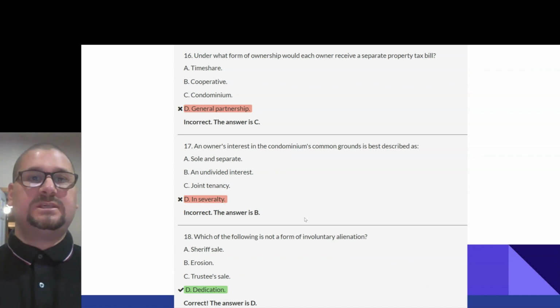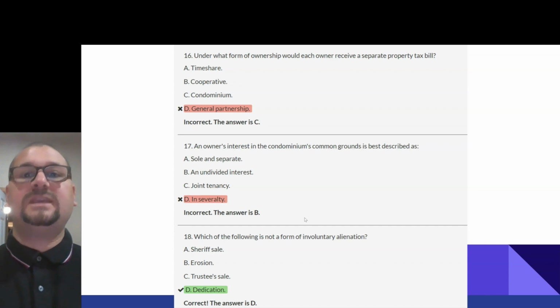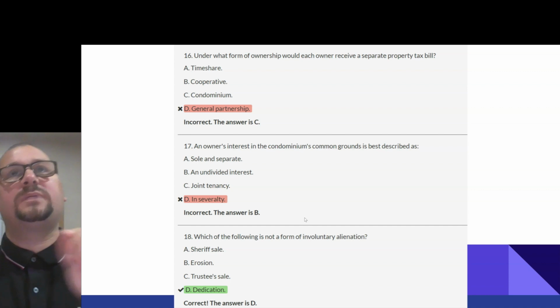So this one's C, condominium. Again, under what form of ownership would each owner receive a separate property tax bill? Condominium ownership, right? So say you have a condo with two owners. Each of those owners is going to receive a separate property tax bill.